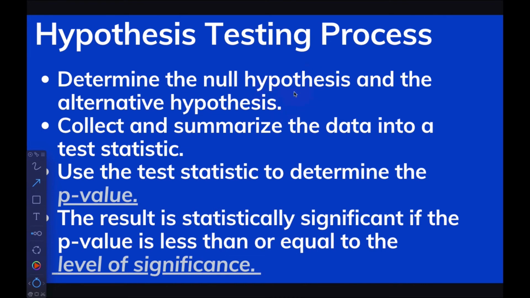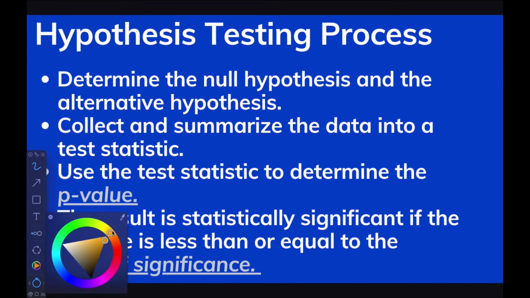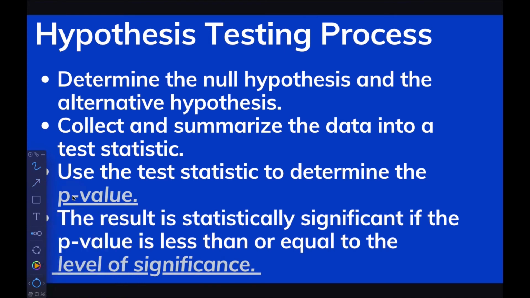If you want to do hypothesis testing, first you have to determine your null hypothesis and your alternative hypothesis. That's what you need to consider first, your null hypothesis and then your alternative hypothesis, and then you collect and summarize your data into test statistics.